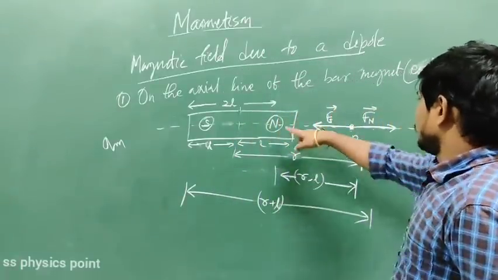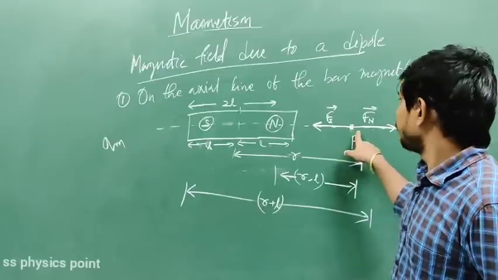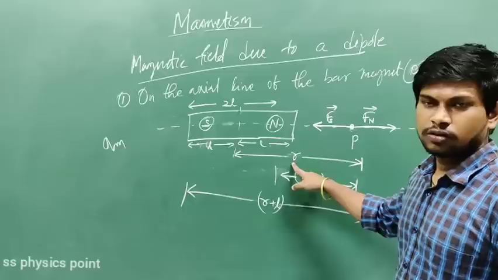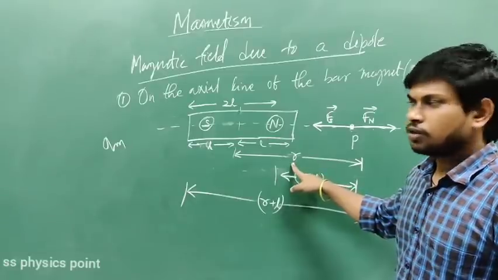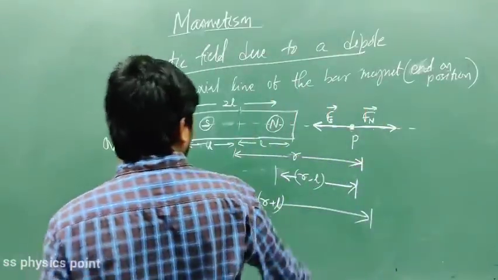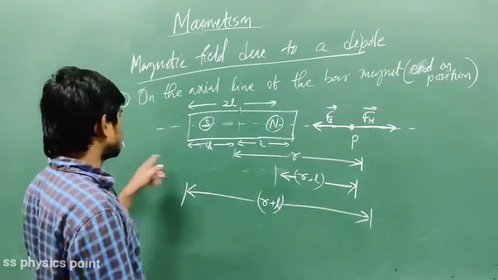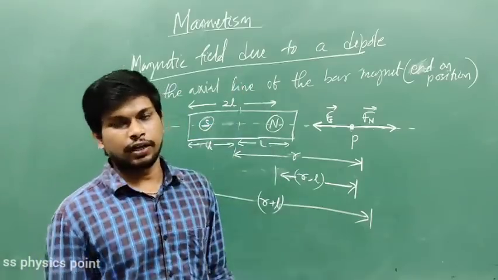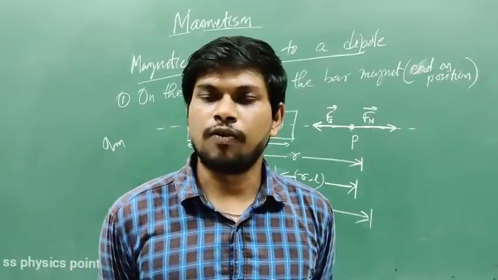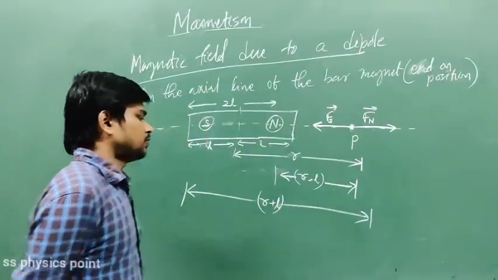Then let P be a point at a distance of r from the center of the magnet. P जो पॉइंट है कितना दूर पर है? r दूरी पर है. कहां से? सेंटर ऑफ द मैग्नेट. So P be a point at a distance of r from the center of the bar magnet.